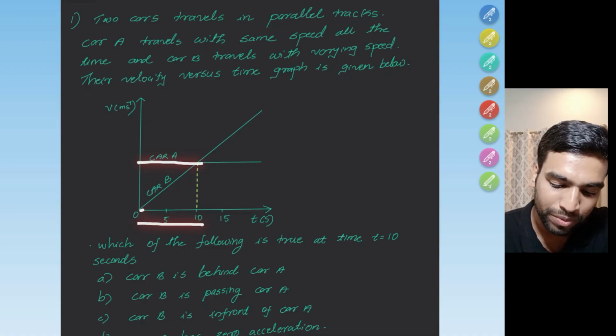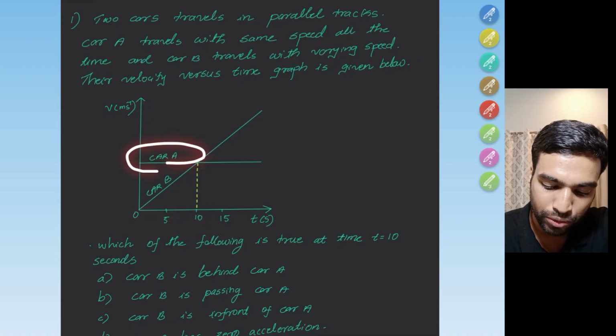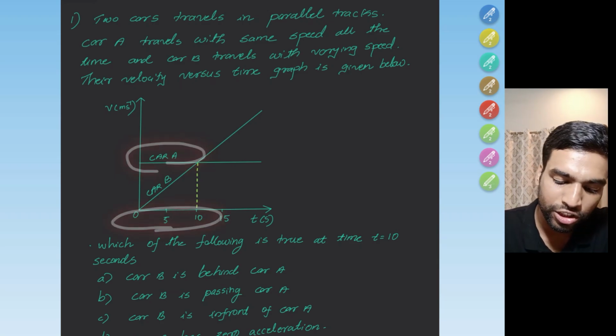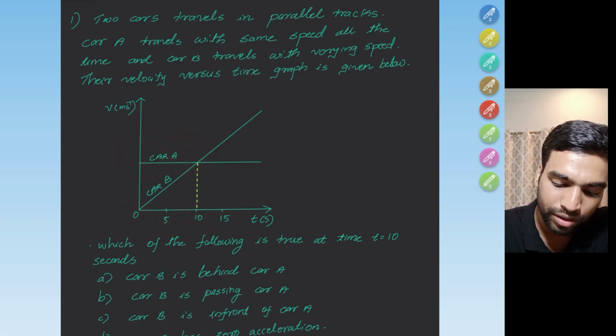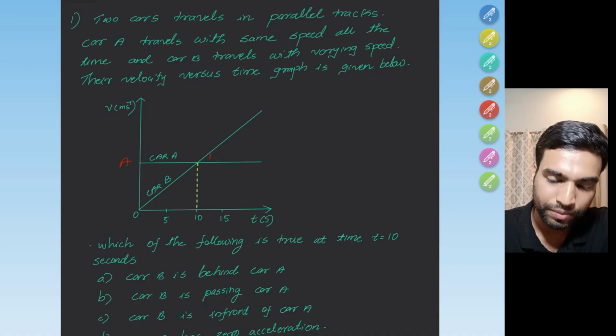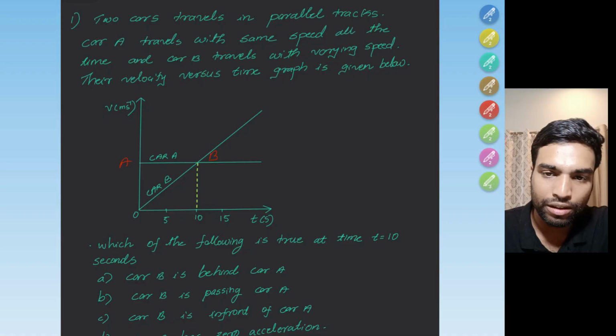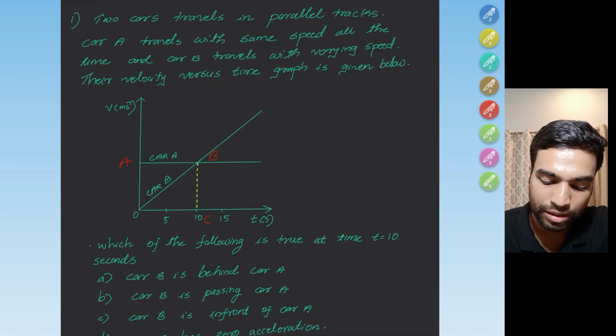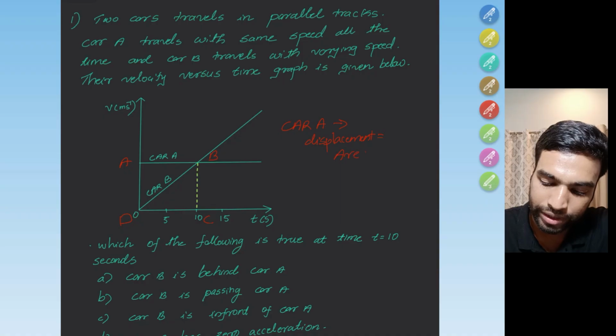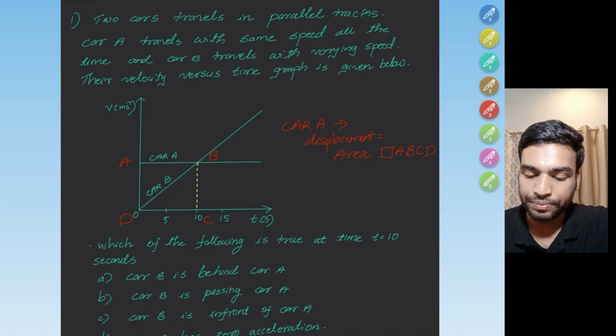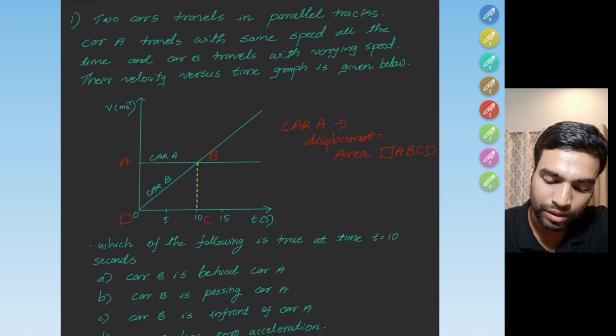So, what is the displacement of car A in this time duration 0 to 10 seconds? See, that is just the area under the curve AB, correct? So, that is the area of the rectangle ABCD. So, basically, car A has displacement equal to the area of rectangle ABCD, right? Now, what about car B? Car B displacement will be the area of this triangle DBC.